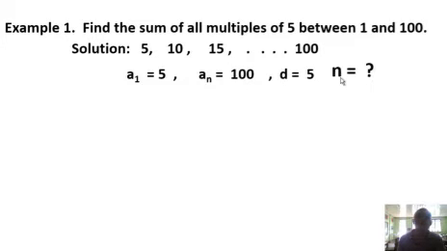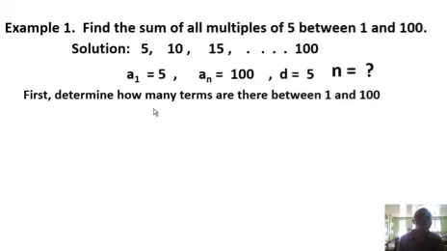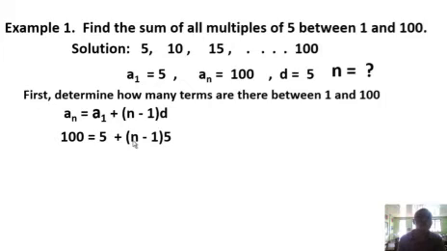Okay, first is how many terms are in this arithmetic sequence? So we are going to solve for n using the formula a sub n equals a sub 1 plus n minus 1 times d. Our last term is 100. Our first term is 5. N, which we do not know. Common difference is 5.